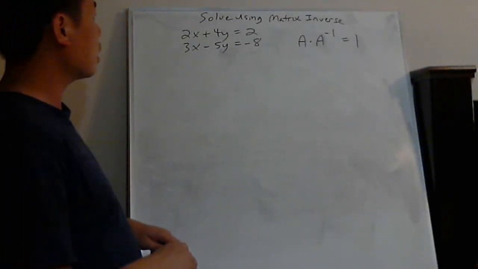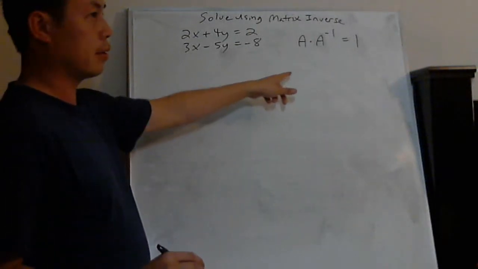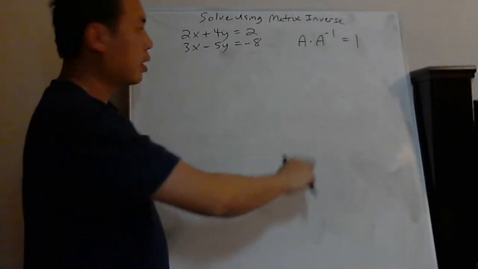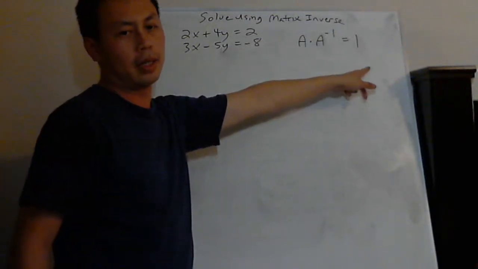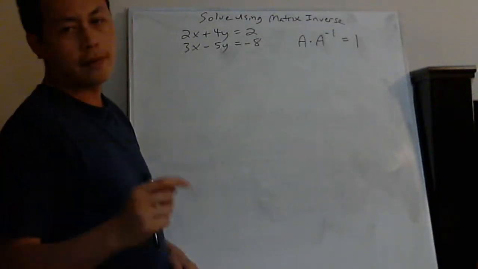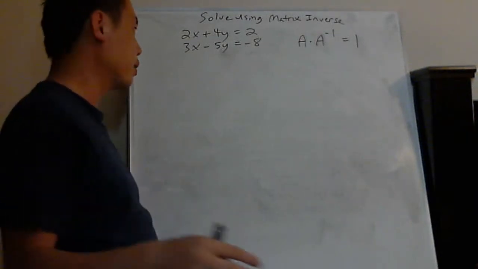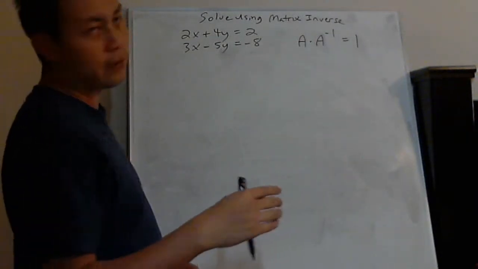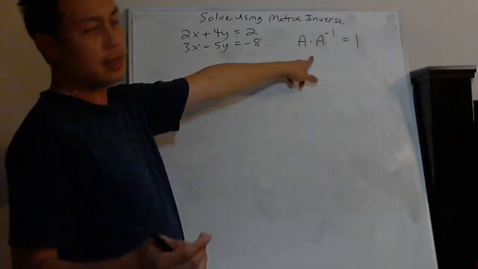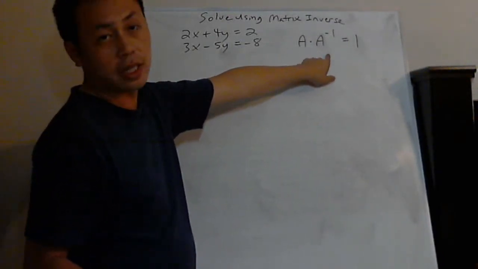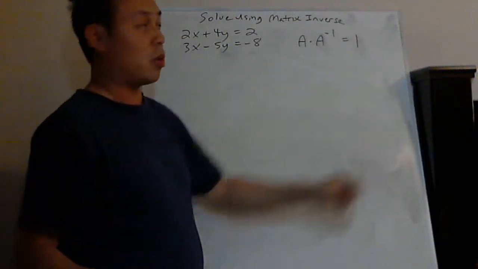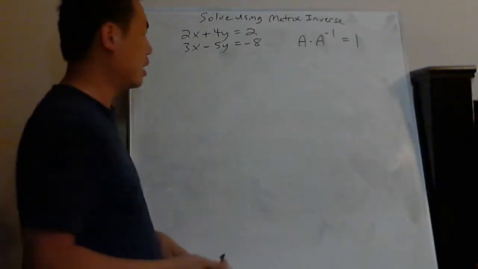So the first thing you have to understand about inverses is that a matrix, if you multiply it by its inverse, is always equal to 1. It's kind of like 5 times 1/5 is 1. So the multiplicative inverse is 1/5 if it's 5. So for this, matrix A times the inverse of matrix A is equal to 1. So it's kind of the same idea.